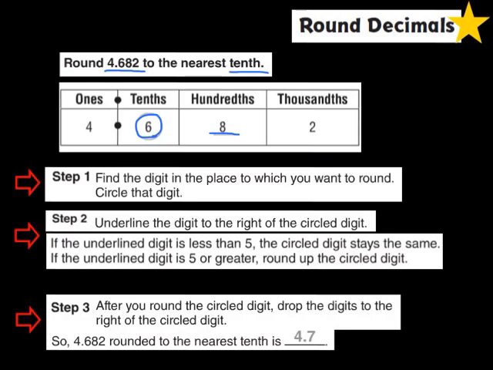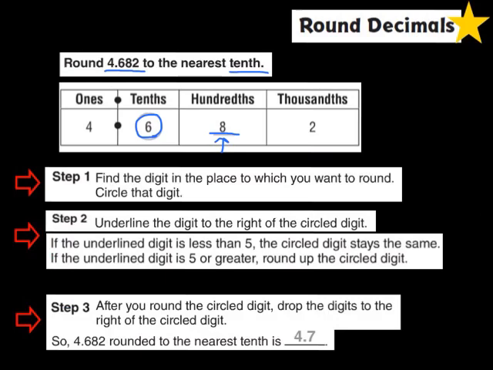Now, in step number 2, it also says, if the underlined digit is less than 5, the circled digit stays the same. However, if the underlined digit is 5 or greater, round up the circled digit. When looking at my digit that's underlined, which is an 8, I know that an 8 is greater than 5. So what that means is I'm going to have to round up the circled digit. Now, let's take a look at step number 3. Step number 3 says, after you round the circled digit, drop the digits to the right of the circled digit.